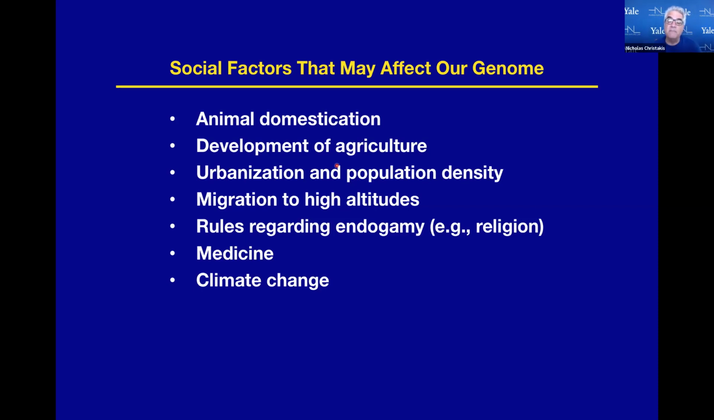These stimuli can be technological, as in animal domestication or medicine, or social, as in population density or rules about endogamy. The Tibetan people who split off from the Han Chinese and settled the high altitudes of the mountains there, which was a collective cultural action, have different hemoglobin metabolism related genes than the rest of us. Their bodies adapted in response to this cultural innovation of settling this high mountain plateau.